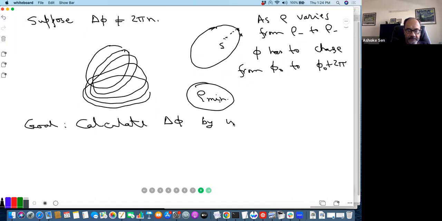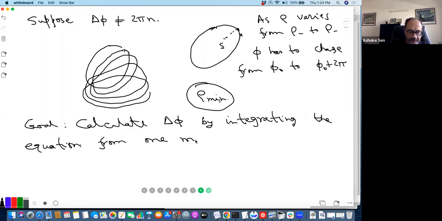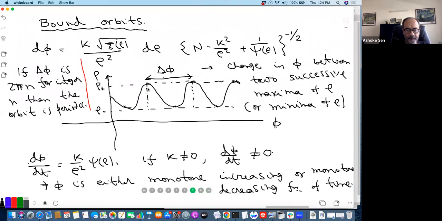By integrating the equation from one minimum to another, to the next. Or we can just calculate the part of the orbit between the minimum and the maximum, and then just multiply by 2, because it's really a symmetric orbit.